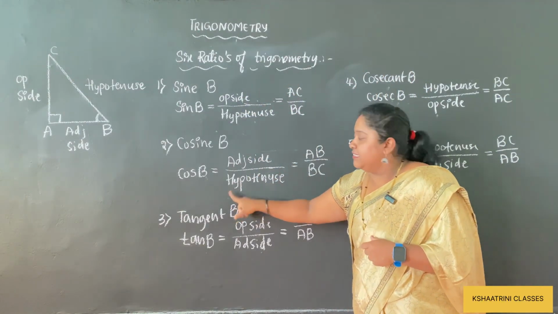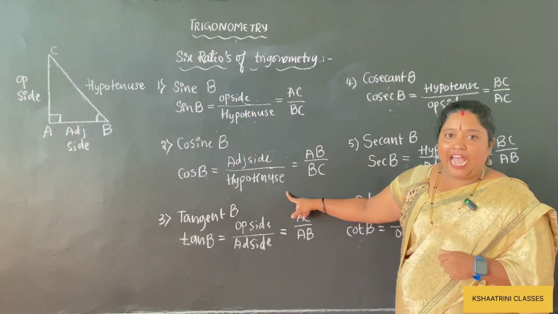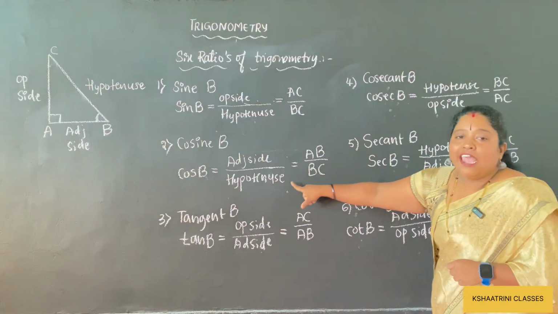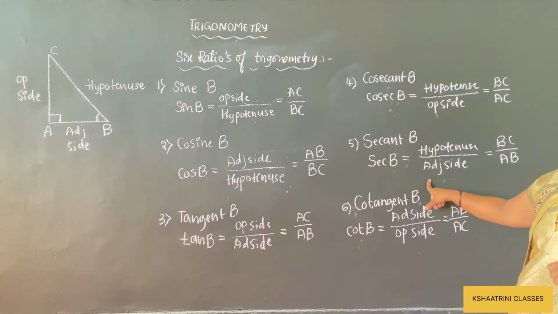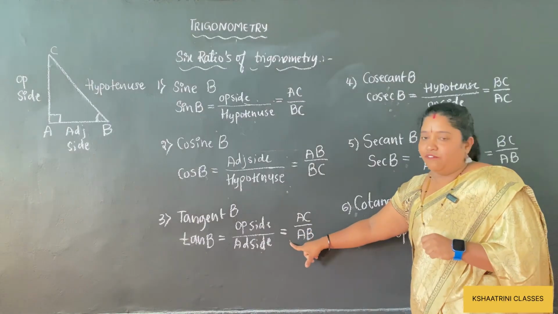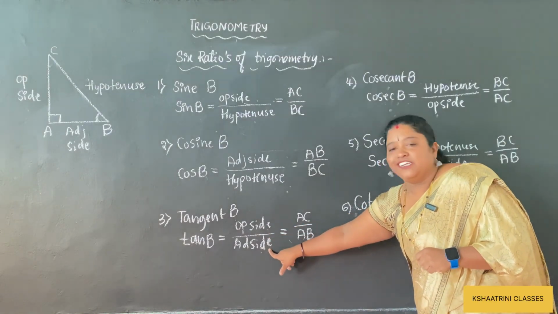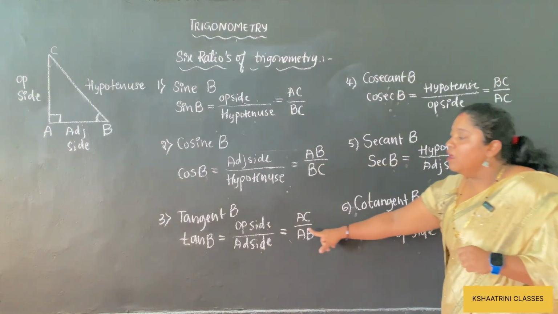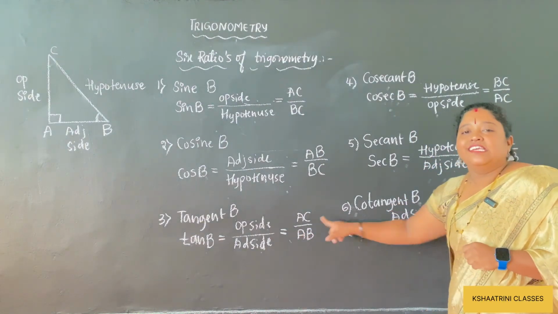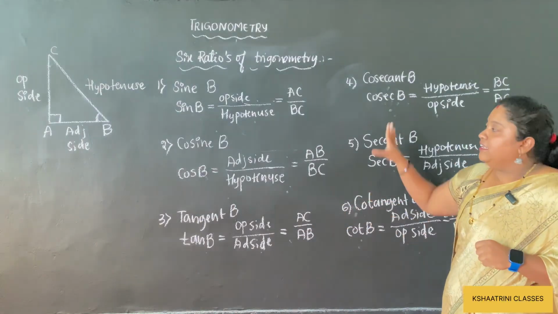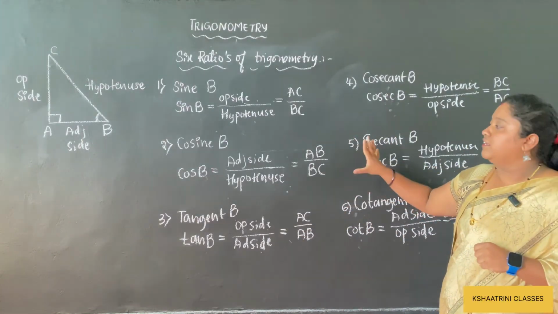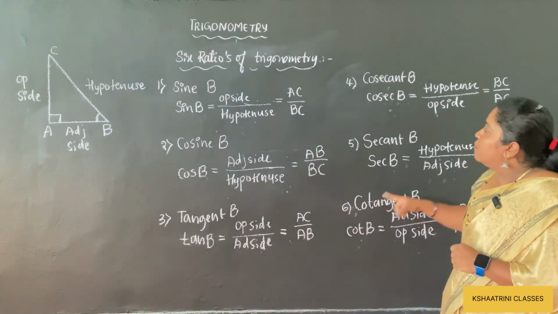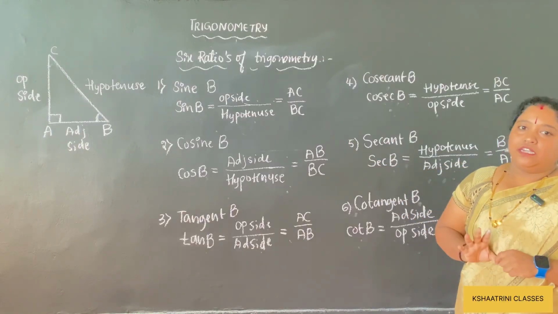And cos is adjacent by hypotenuse, where sec is hypotenuse by adjacent. So we say cos is the reciprocal of sec. And you can also observe here, tan theta is opposite by adjacent, where cot theta is adjacent by opposite. So these two are also reciprocals to each other, and these are the very important trigonometric ratios. To solve all the further questions, these formulas are very essential to understand.